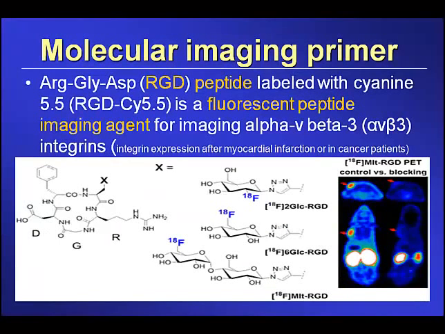We can label the peptide itself with an imaging agent, carry out the process of molecular imaging, and tell what is happening in the disease. For example, the integrin alpha V beta 3 is an imaging target. We can tag it with F18 and image the process of myocardial infarction. So we can see the expression of myocardial infarction on a molecular basis.